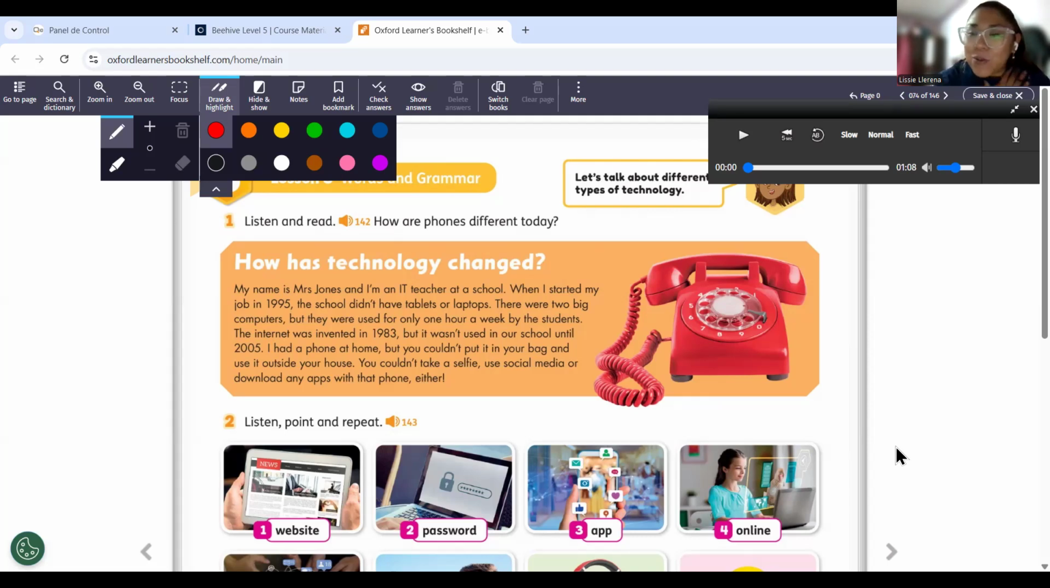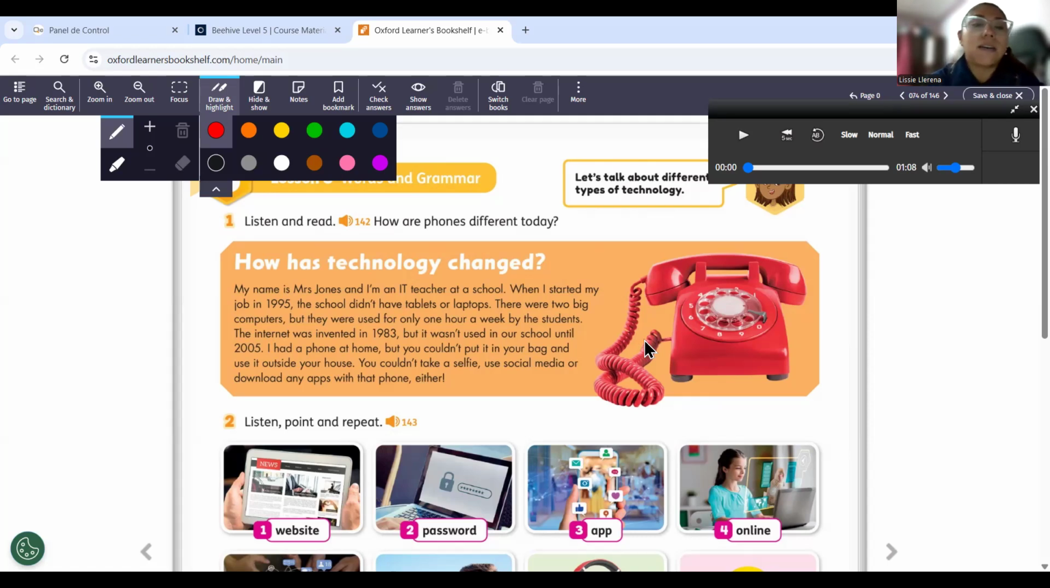Actually, it's one that I used to have when I was a child. So I would like to mention in advance that it was a little bit tricky to work with this phone. If you forgot to dial one number, forget about it. It was all done, right? So this is the old technology that we used to work with before. How has everything changed? It says, my name is Mrs. Jones and I'm an IT teacher at school.